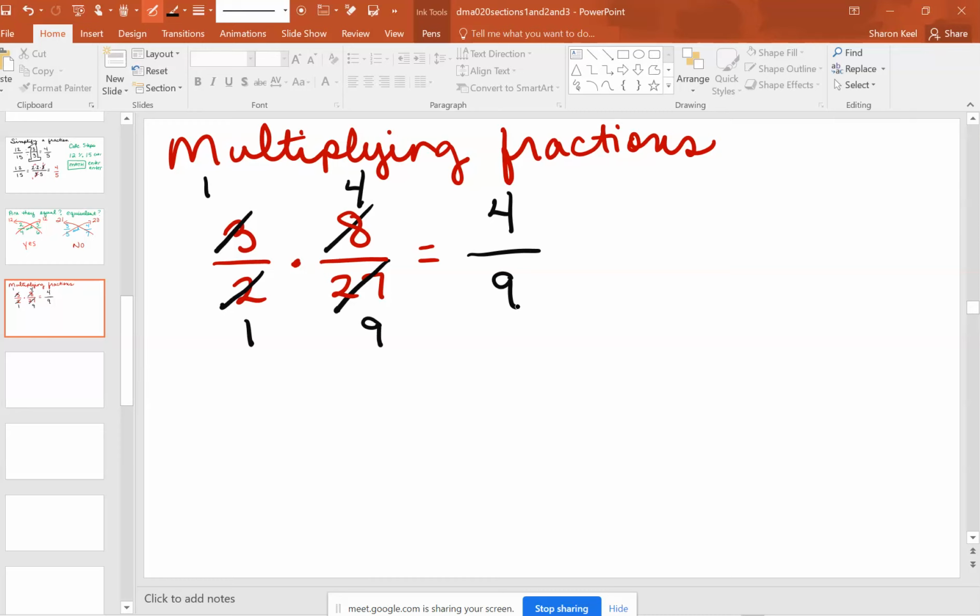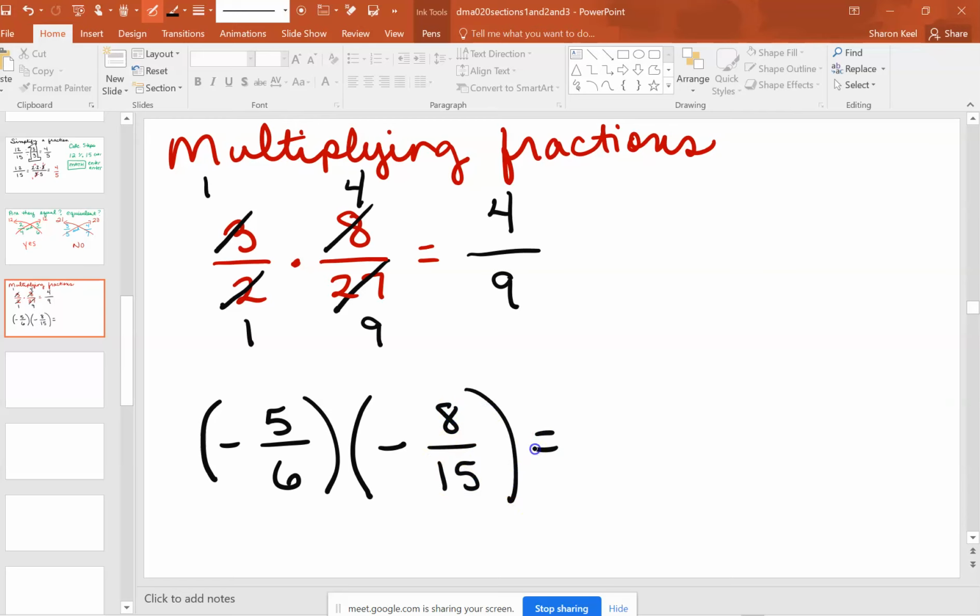Let's do another one longhand. Let's throw in a negative. Let's do negative 5/6 times a negative 8/15. A negative times a negative is going to give us an answer that is, guess what? Positive. So our answer here is going to be positive.